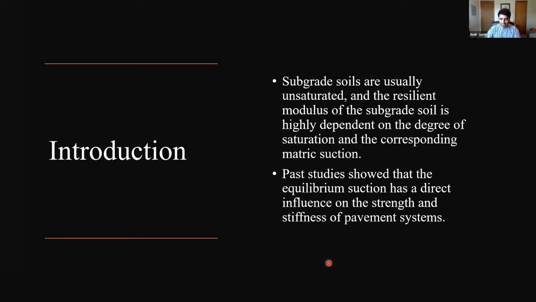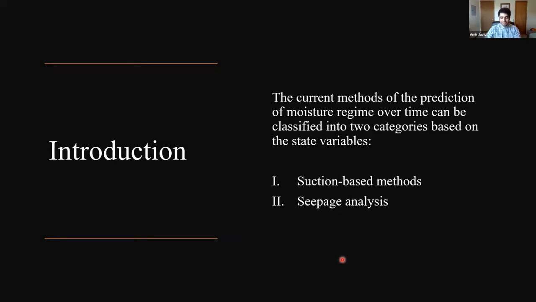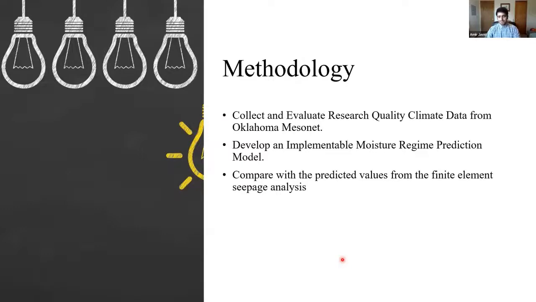So now the next question that came to our mind is how to find the equilibrium suction and moisture regimes. Well, currently there are two popular methods used for prediction of moisture regime over time, and they can be classified into two categories based on state variables. The first one is suction-based methods, and the latter one is seepage analysis. So in this study, we adopted the suction-based method to develop a mechanistic empirical model for the moisture regime.